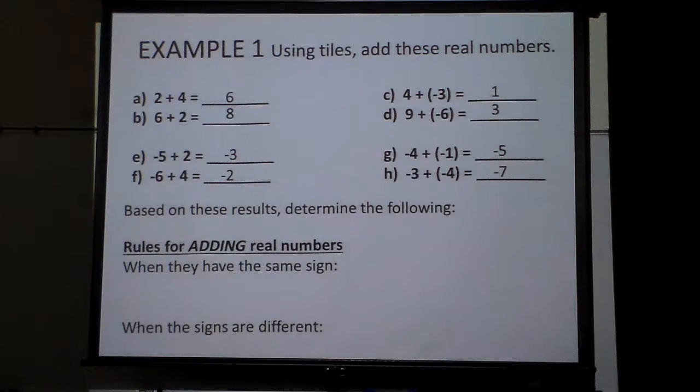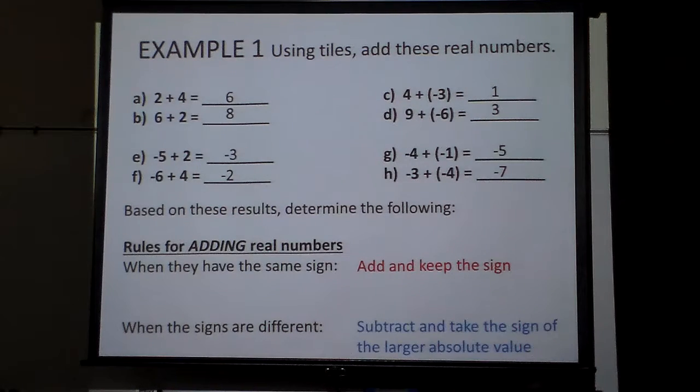There's rules for adding this. When they have the same sign, notice, these that have the same sign, both positive, we just added them. These that were here, we added and we kept the sign. The positive ones stayed positive, and the negative ones that were both negative, we added and they stayed negative. But what happened when the signs were different? We subtracted them, and we took the sign of the larger value. Notice over here, which is larger, 4 or 3? 4, so it's positive, because 4 is positive.